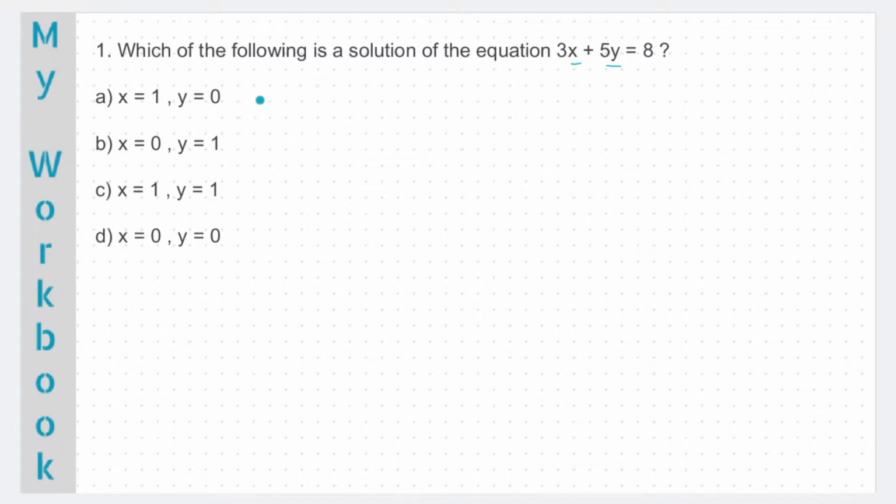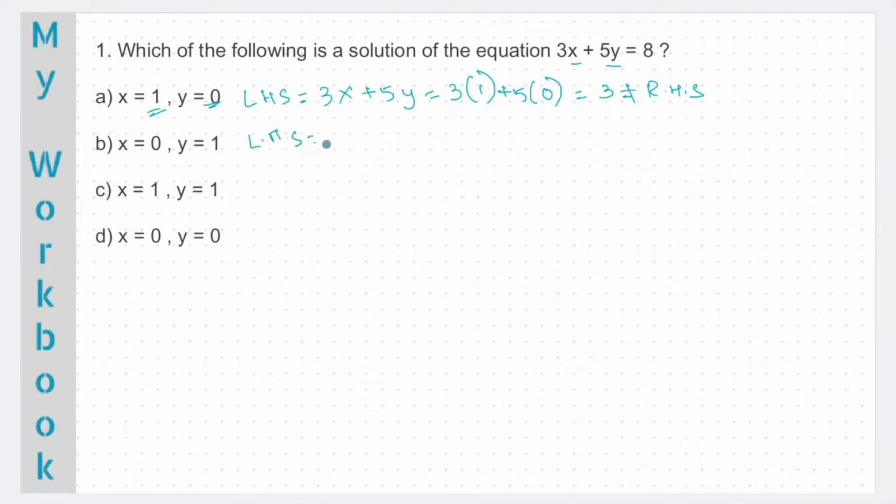So let us begin with option A. The LHS, left hand side of the equation, is 3x plus 5y. Let us substitute x as 1, here it's given, and y as 0. What do we get? 3 plus 0, which is 3. Now LHS is 3, which is not equal to RHS. RHS value is 8. So this value of x and y is not a solution for this equation. Similarly, we need to check for the remaining 3 options.